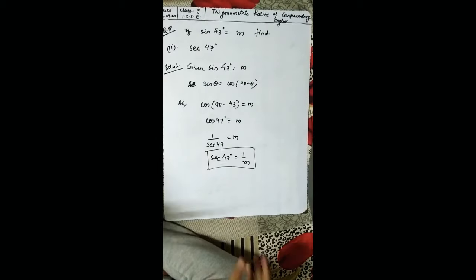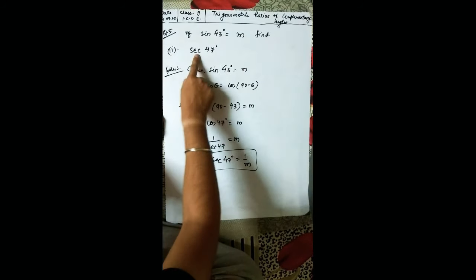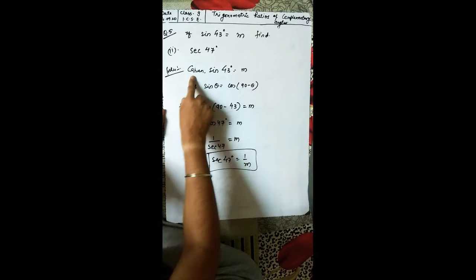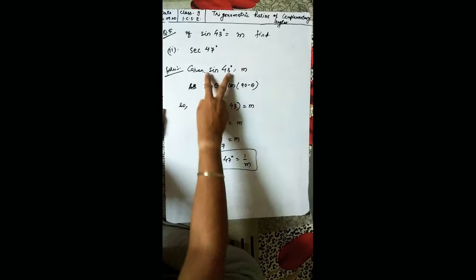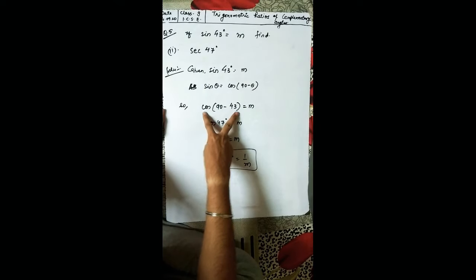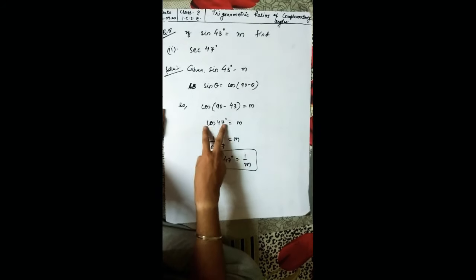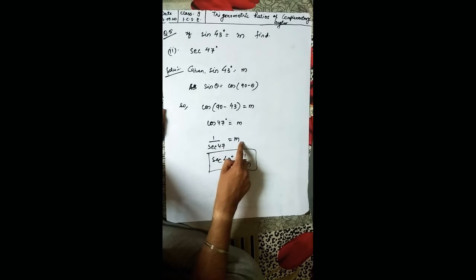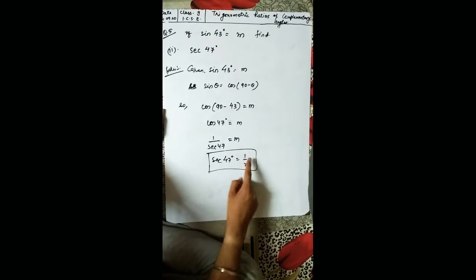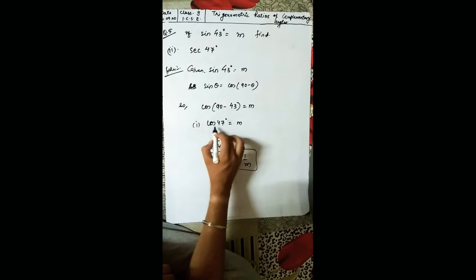Okay, similarly, coming to the fifth question: if sine 43 degrees equal to m, then find sec 47 degrees. Given sine 43 degrees equal to m, we know sine theta equals cos 90 minus theta. So in place of sine theta, cos 90 minus 43 equals m. 90 minus 43 is what? 47. Cos 47 equals m. And we want sec 47. So cos is 1 upon sec 47 equal to m. Take m this side, so sec 47 is equal to 1 upon m. So this is the answer to the first question also.